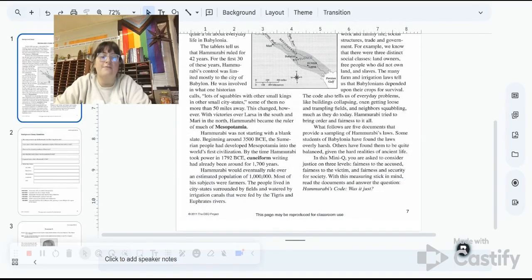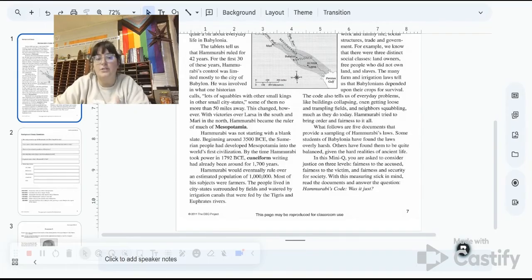What follows are the 5 documents that provide a sampling of Hammurabi's laws. Some students of Babylonia have found the laws overly harsh. Others have found them to be quite balanced, given the hard realities of ancient life. In this mini-Q, you are asked to consider justice on 3 levels: fairness to the accused, fairness to the victim, and fairness and security for society. With this measuring stick in mind, read the documents and answer the question: Hammurabi's Code, was it just?